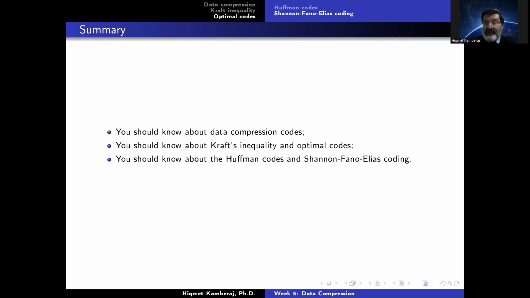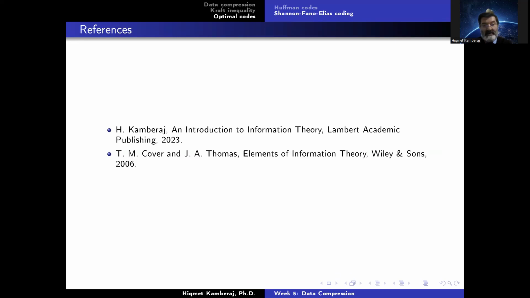What you should know from this lecture: you should know about the data compression codes, the properties, and the definitions that we gave. You should know about Kraft's inequality and optimal codes, and you should know about the Huffman codes and the Shannon-Fano-Elias code. Some references are the same as last week.